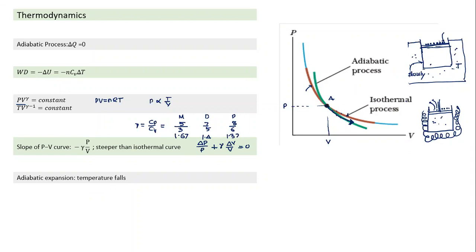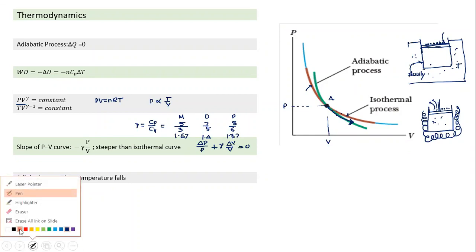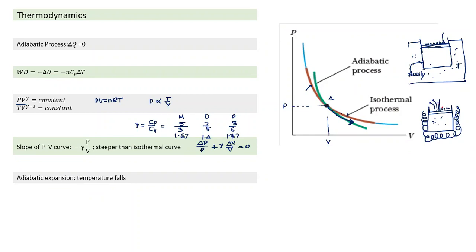How do I carry out adiabatic compression starting from A? If I go like this, it is adiabatic expansion. How would I carry out adiabatic compression? Let's understand. If I add more sand here, I'm increasing the weight on the piston. Slowly, if I add, pressure will keep rising. Keep adding, and volume will keep decreasing. So volume will go to this side, and this becomes my adiabatic compression.